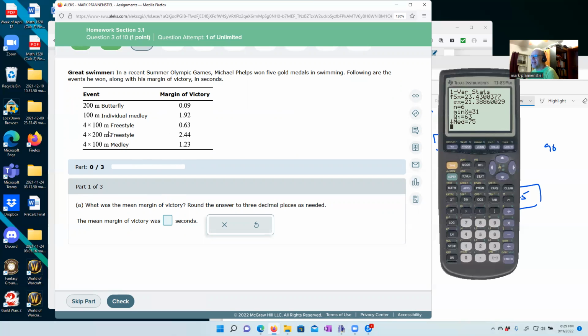I don't think that they're counting this as 4, because it said he won 5 gold medals. So I don't think this is 12, 13, 14. I don't think that's what they're doing here. I think they're saying this is 1, 2, 3, 4, 5.